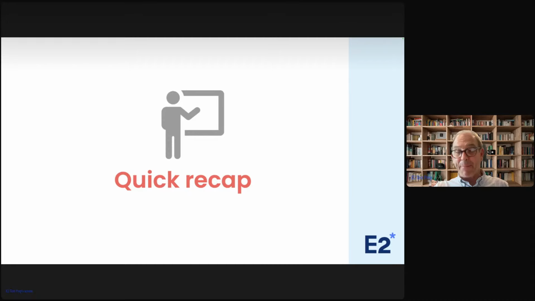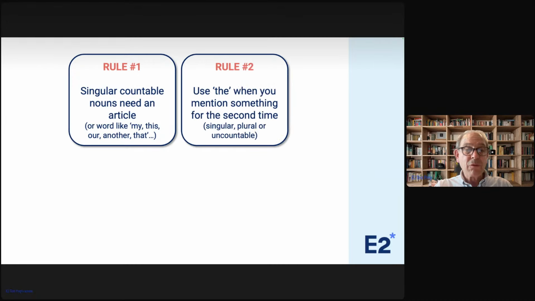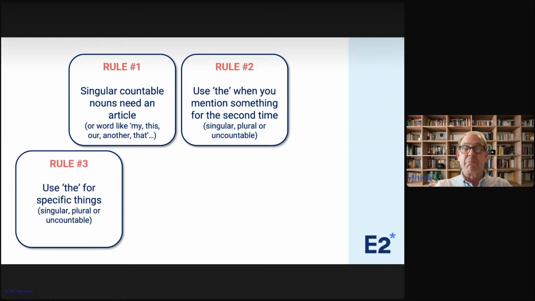All right, quick recap. Rule number 1: singular, countable nouns need an article, or words like my, this, our, another, that. My, possessive pronoun; this, demonstrative pronoun; our, possessive pronoun; another, a qualifier; that, demonstrative pronoun. This, that, these, those. Rule number 2: use the when you mention something for the second time. Cars make a lot of noise. The car I drive doesn't. General to specific. Use the for specific things.